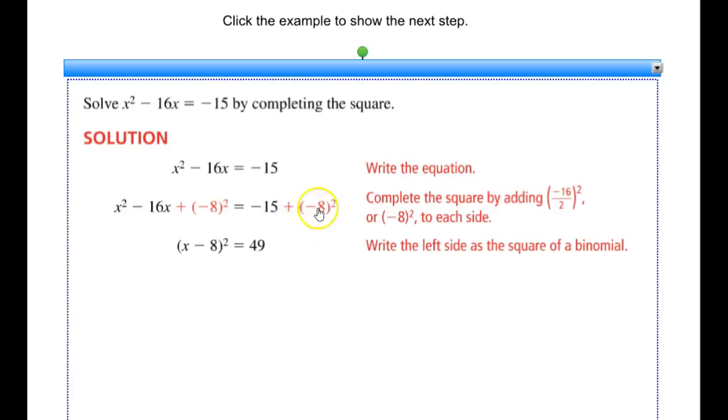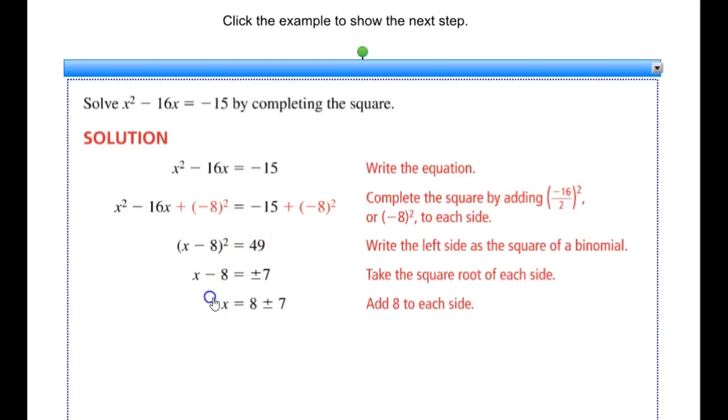So now I can simplify this right-hand side. So now that I have a more simplified equation, a binomial squared on the left, now I can finish solving. So I take the square root of both sides. And remember, when I take the square root of a number, I have the plus and minus, the positive and negative roots, and then I simplify by adding 8 to each side. So 8 plus 7 is 15, and then 8 minus 7 is 1. So my two solutions here would be 15 and 1.